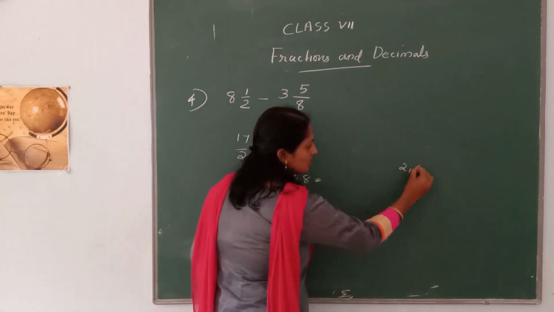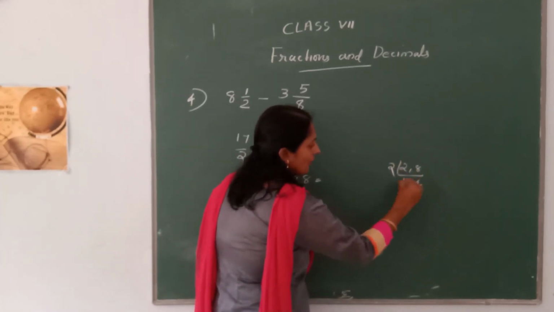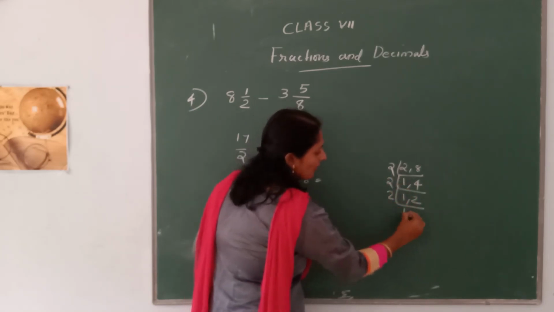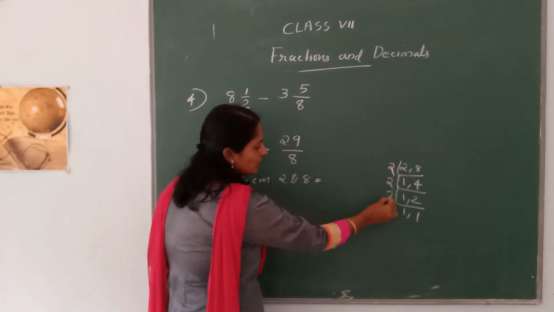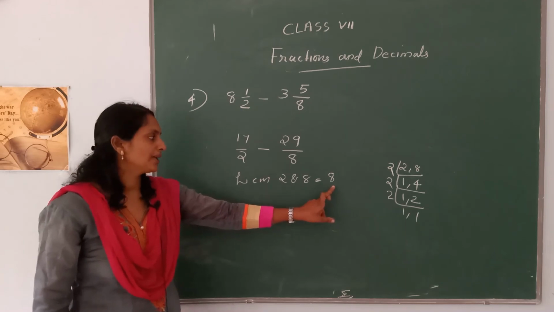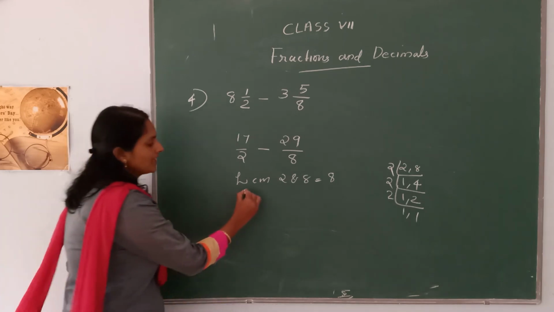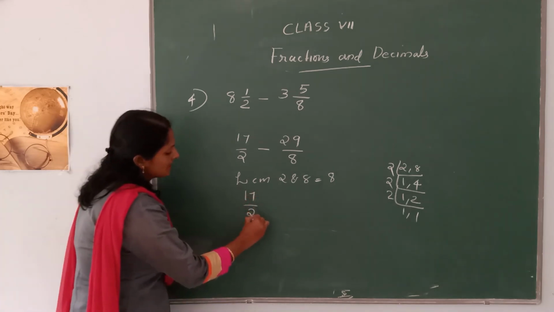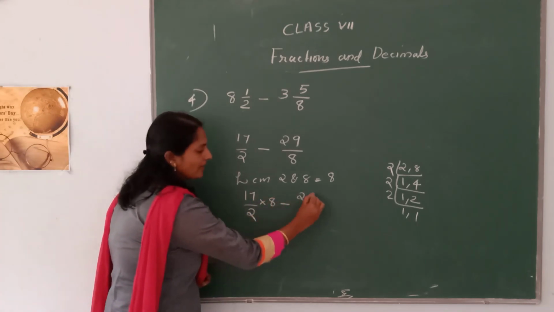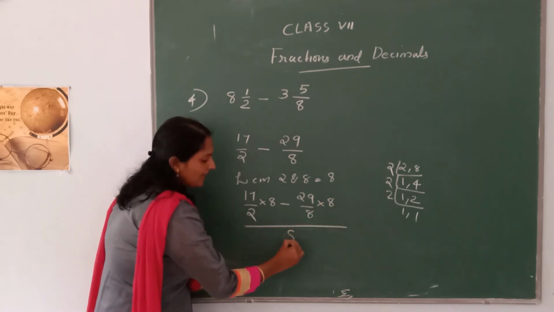That is, dividing this by 2. It becomes 1, 4, again 2, 1, 2, again 2, 1, 1. 2 2s are 4, 4 2s are 8. Therefore, the LCM of 2 and 8 is 8. Then you multiply each fraction by that LCM, whole divided by LCM. That is, first you consider the first fraction 17 by 2 into 8 minus the second fraction 29 into 8 by 8, whole divided by 8.